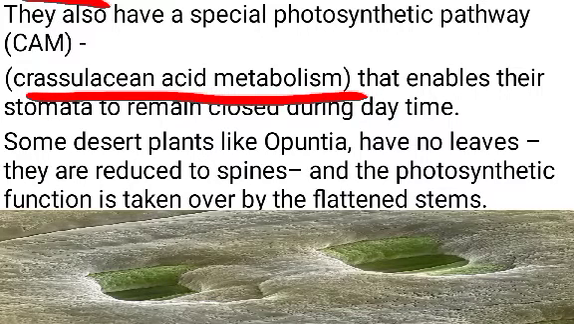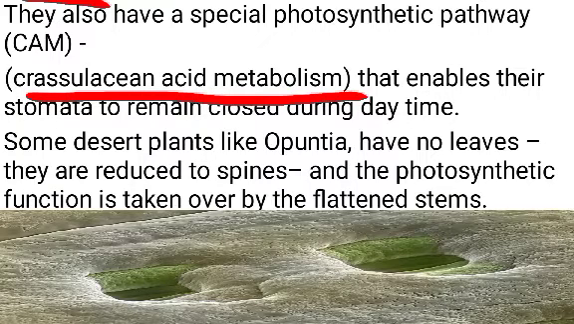Some of the desert plants, like opuntia, have no leaves. You might have seen the opuntia plant. It does not have any leaves, isn't it? So what happened to the leaves? The leaves are reduced to spines. You might have seen the cactus plant with small spines on its body. Why are they reduced to spines? Again, in order to reduce water loss. If leaves are there, transpiration or loss of water occurs automatically through the stomata. So to reduce that, the leaves are modified into spines.